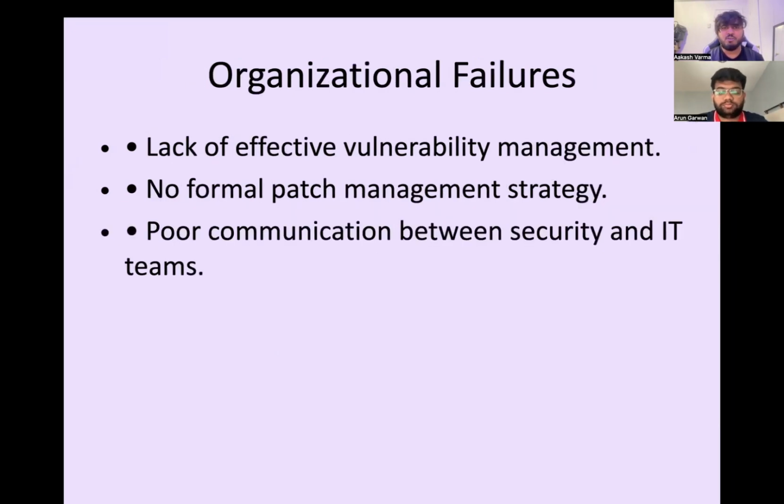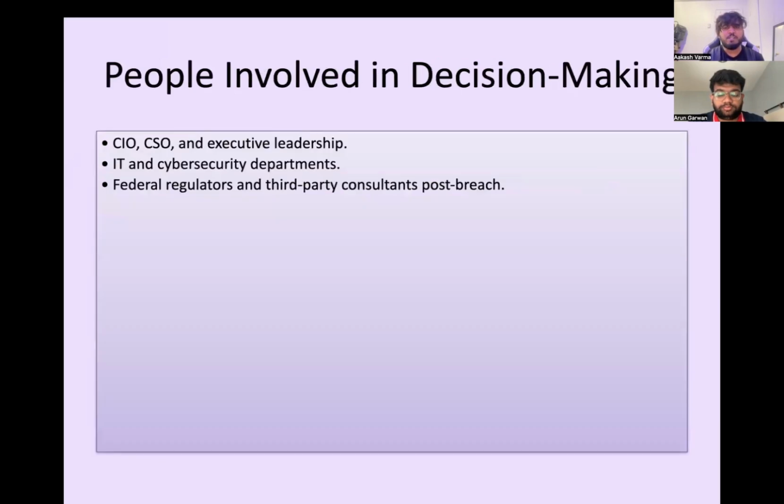The main failure was organizational, because of the lack of effective vulnerability management. It should have been managed. There was no formal patch management strategy; a strategy should have been built. Even the communication between the security team and the IT teams wasn't proper, which led to this vulnerability. The people involved in decision making were the CIO, CSO, and executive leadership, even the IT and cybersecurity departments. But later on, after the vulnerability, federal regulators and third party consultants came into action to stop this breach.